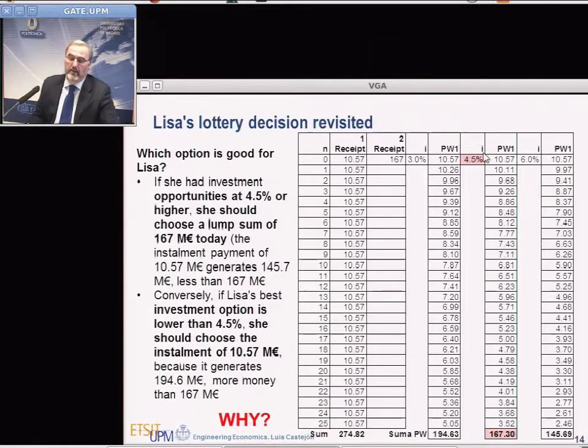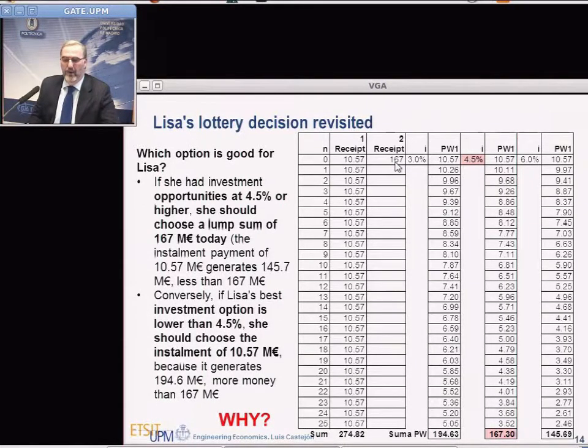You can choose either. What happens if the bank offers you 6%? So 167 million euros deposited at a compounded interest rate of 6% will produce a big amount. So the present worth of option 1 is 145 million euros, which is less than the other option we have.